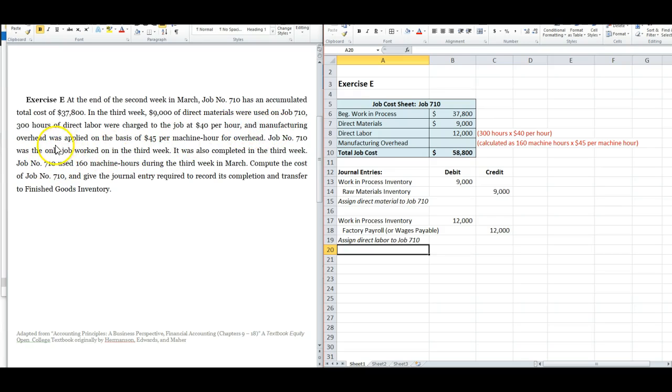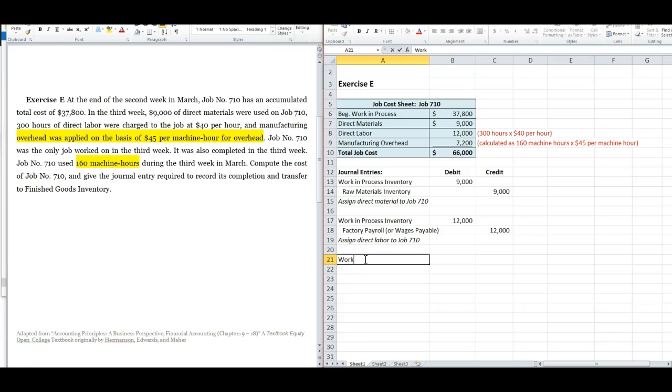Finally, it says job 710 was the only job worked on in this week. I forgot one. Manufacturing overhead was applied on the basis of $45 per machine hour for overhead. This job was completed in the third week, and job 710 used 160 machine hours. So I need this information here, this 160 machine hours, and I also need to know that overhead was applied on a basis of $45 per machine hour. So using those two things, I can calculate my overhead cost as 160 machine hours times $45 per machine hour, which is my rate for overhead. So that's going to give me $7,300.